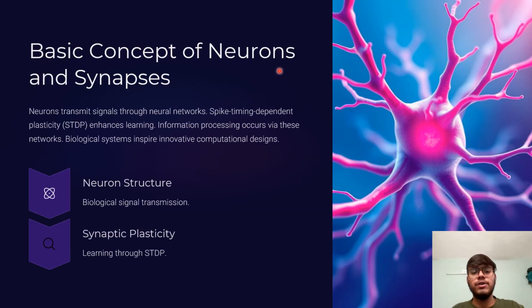Basic concept of neurons and synapses. In our brain, neurons send signals and synapses are the connections that help learning. One key learning method is STDP, which helps the brain adapt. Neuromorphic systems are inspired by this to build smarter hardware.